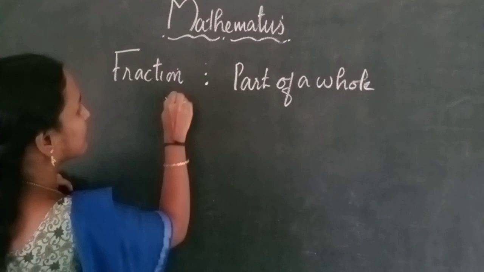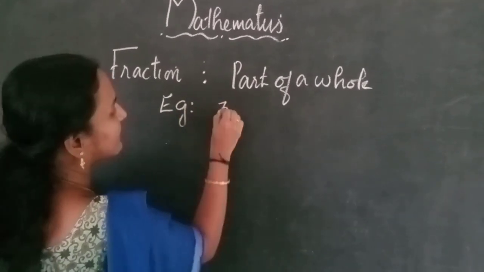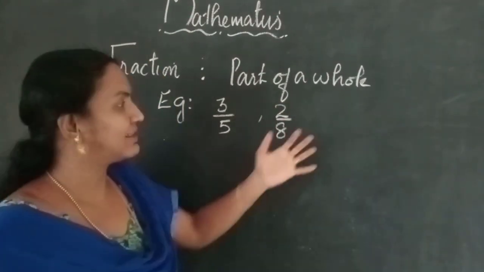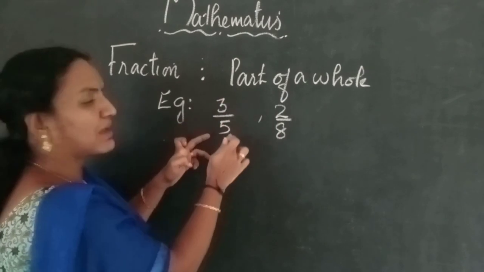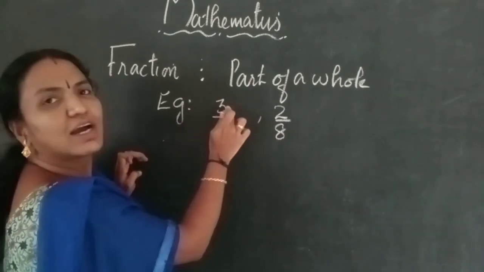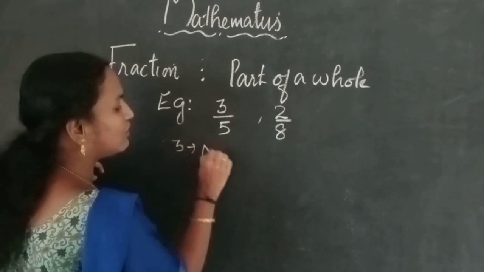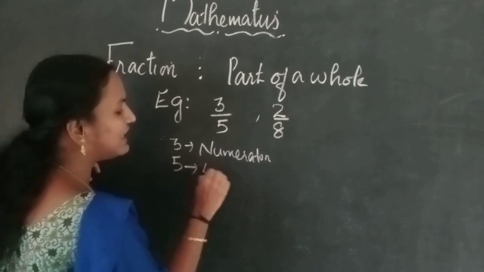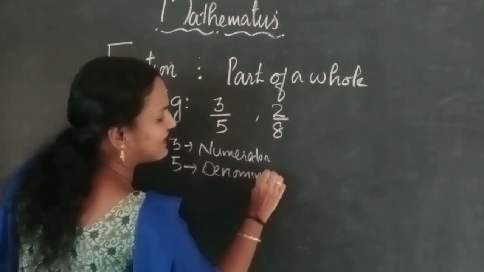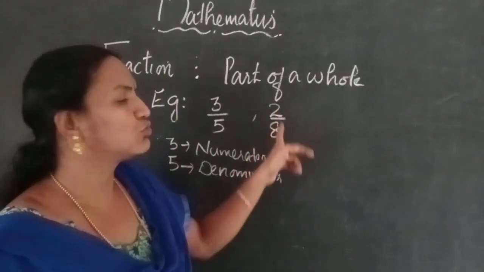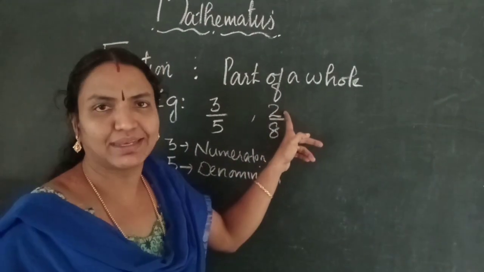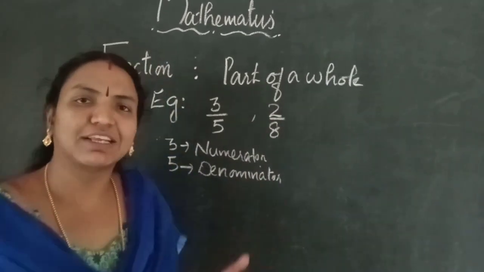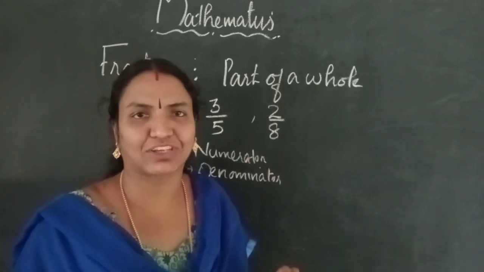For example, 3 by 5, 2 by 8, etc. So the fraction 3 divided by 5. Here 3 is the numerator and 5 is the denominator. Second one, 2 by 8. 2 is the numerator and 8 is the denominator. Today we will discuss like and unlike fractions.